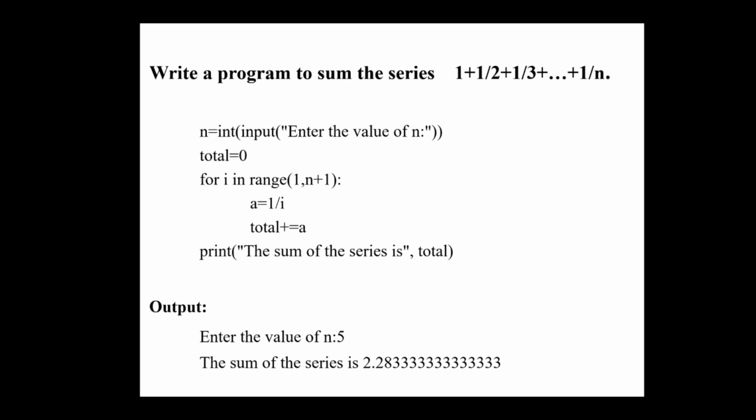After that, total += a, that is, total = total + a. This adds every new term to the total. And after the loop ends, total contains the sum of the whole series, and print shows the final answer.